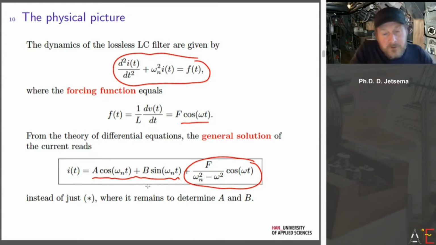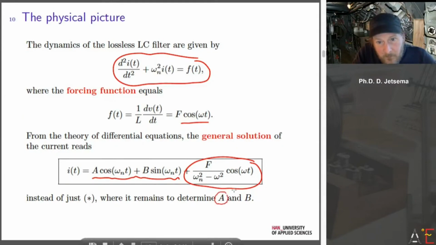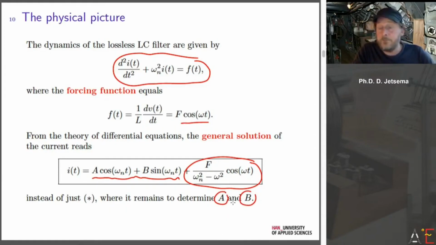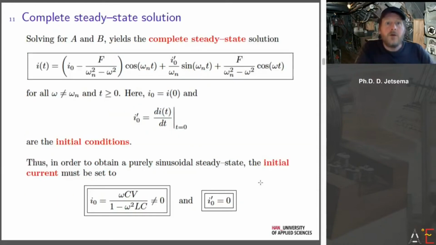So what we need to do here is determine what A and B are. These are just real constants, but they depend on the initial conditions, for example. If you solve for A and B, then you get the complete steady state solution in this case.